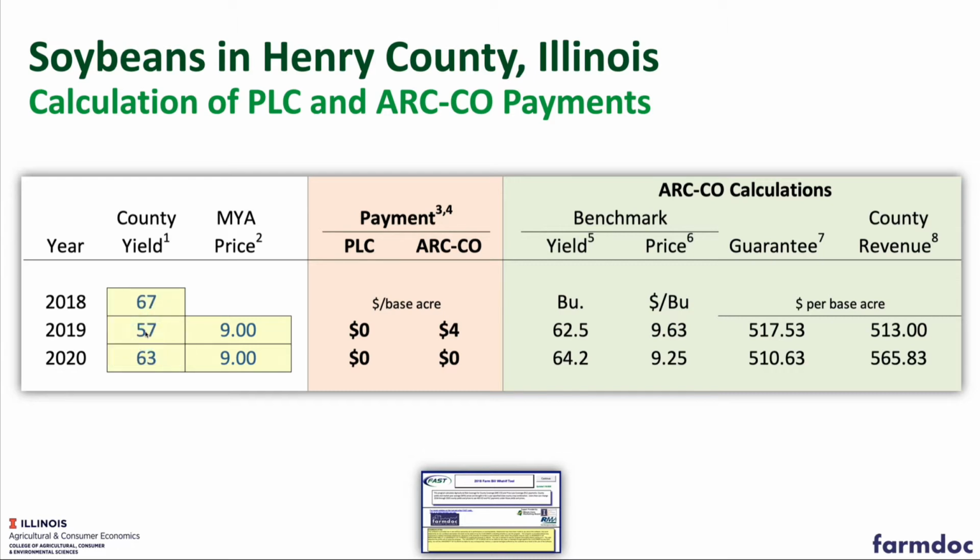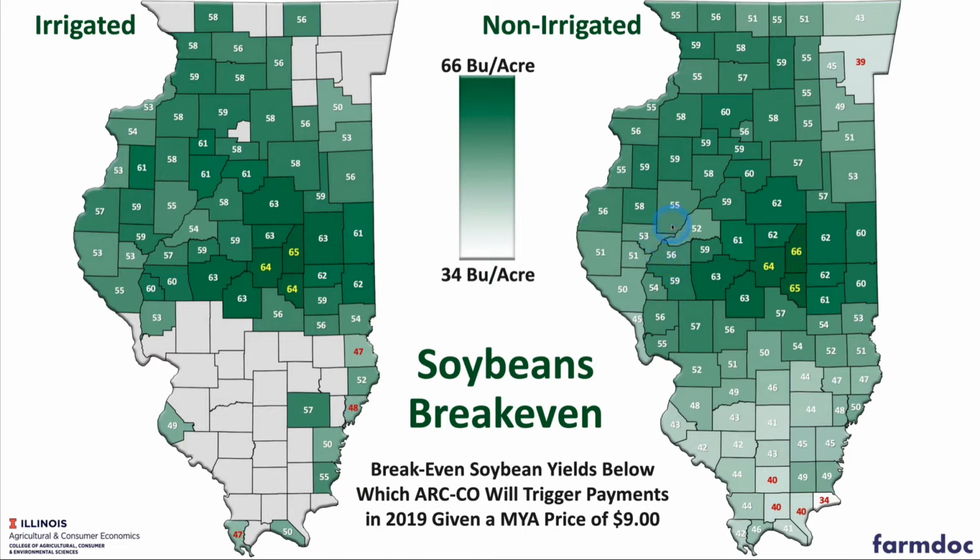58 would again be nothing. Same idea: that's the point at which ARC County would get triggered by the yield coming in low enough. So these are all our break-evens. This is non-irrigated on this side, and irrigated on this side. You can see McLean County would have to have a county yield below 62. Going down here, Saline, I think I'm getting close to southern Illinois, at least 49. And 34 down here.